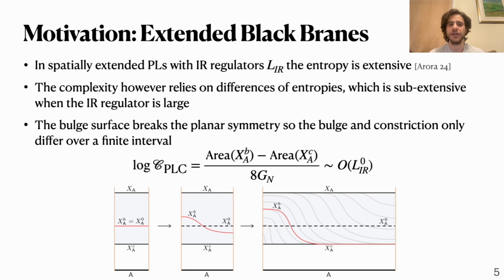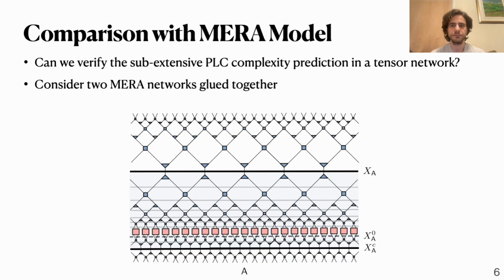In prior work, we found that the PLC predicts a sub-extensive complexity, which seems surprising. This was shown in spatially extended Python's lunches with IR regulators. When the IR regulator is large enough, the index 1 surface can break the planar symmetry of the spacetime, leading to finite area differences between the bulge and the constriction, as shown here in the figure. Our goal was to see if we could verify this complexity prediction in an explicit tensor network model.